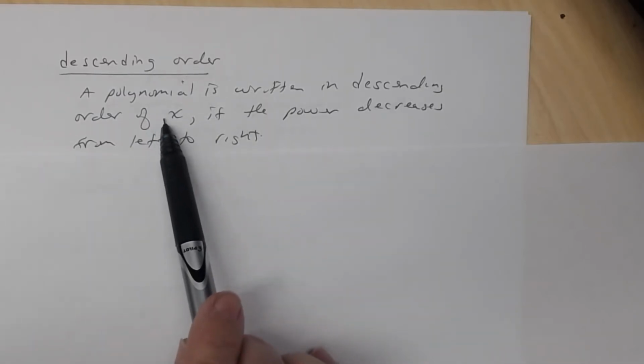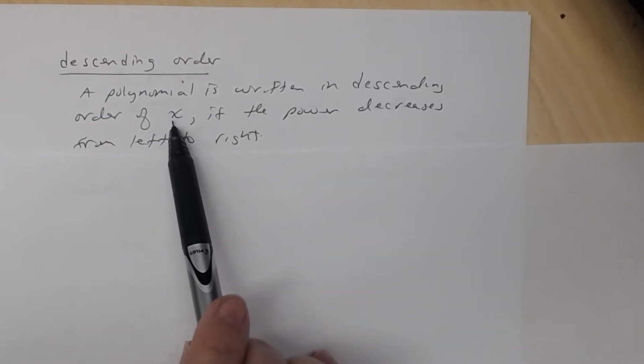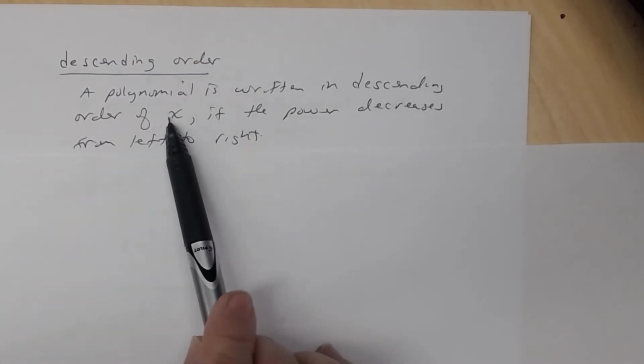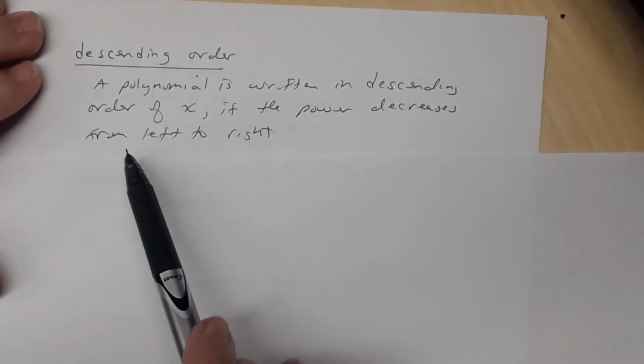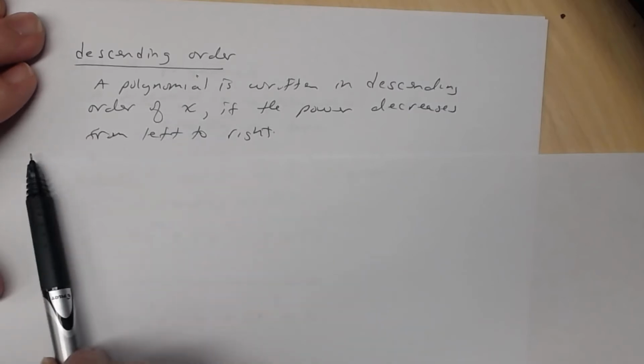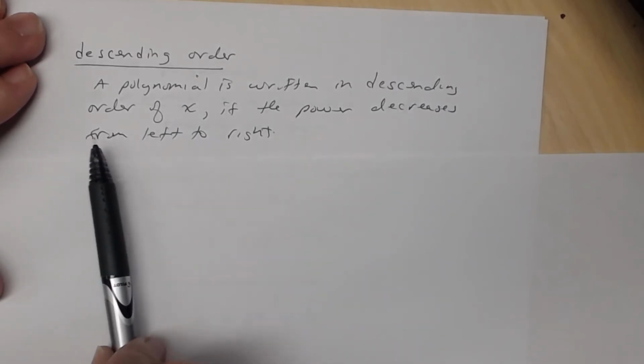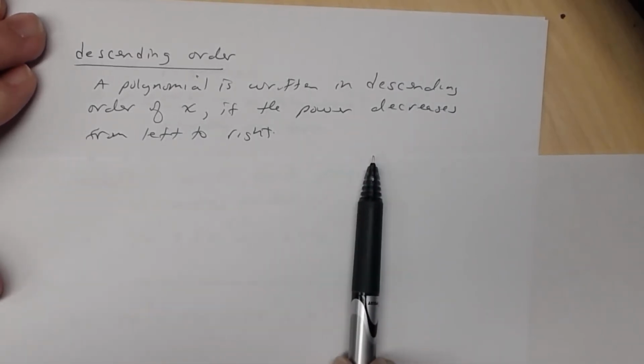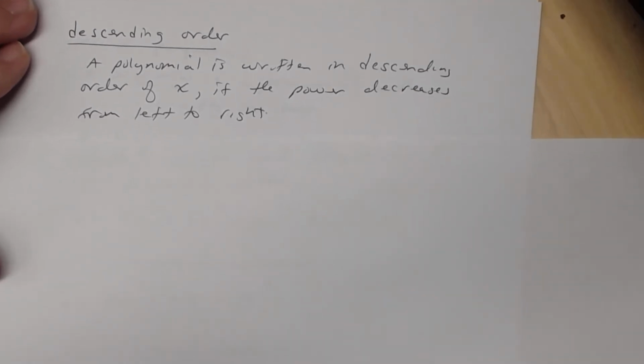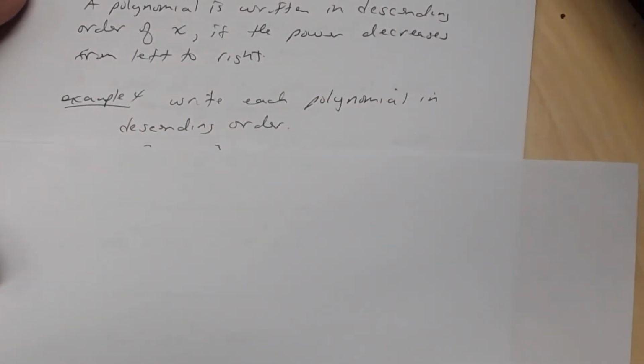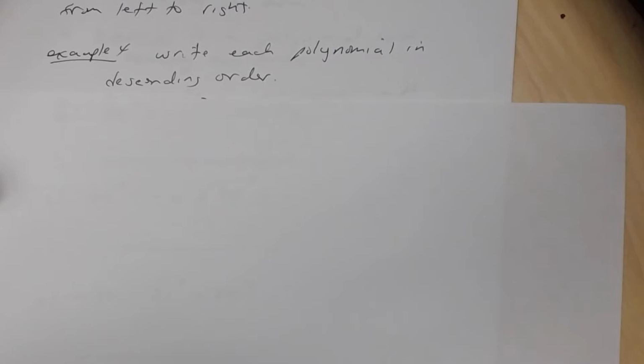A polynomial is written in descending order, again talking about one variable, in this case variable x, if the power decreases from left to right. As you write it, you're going from larger exponent to smaller exponent. Okay? All right. So let's look at example 4. In example 4, you want to write each polynomial in descending order.